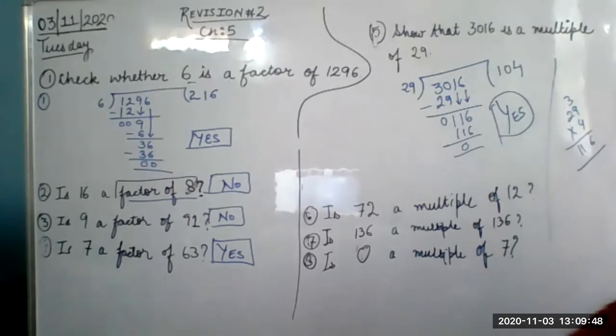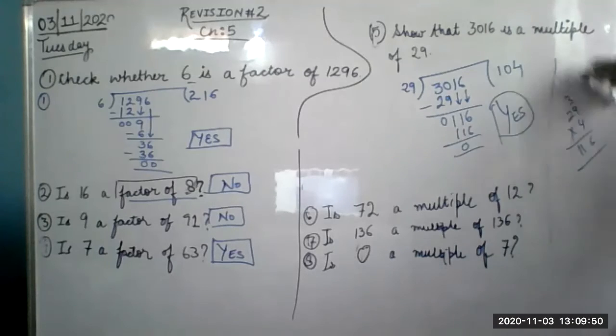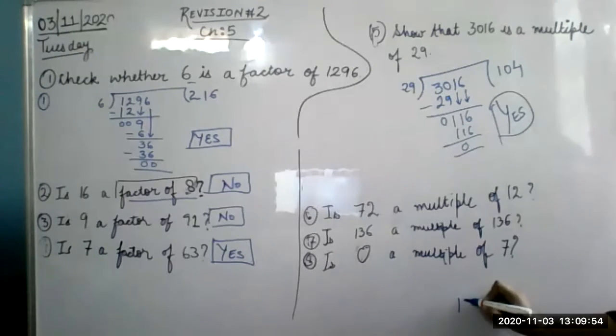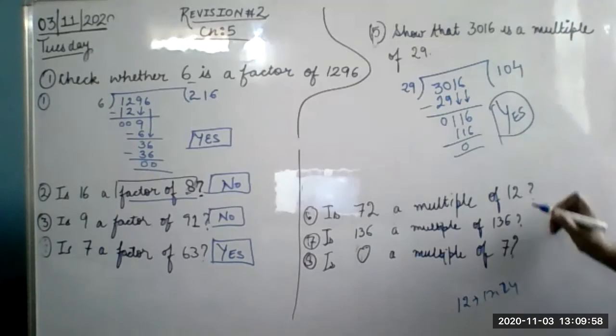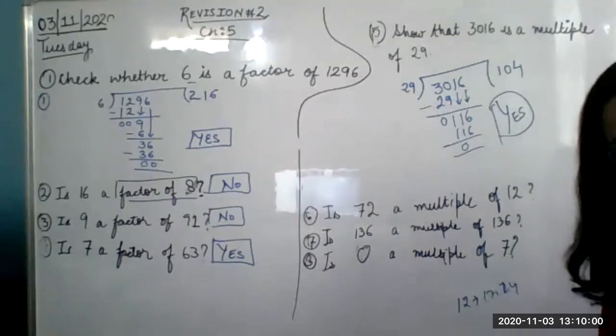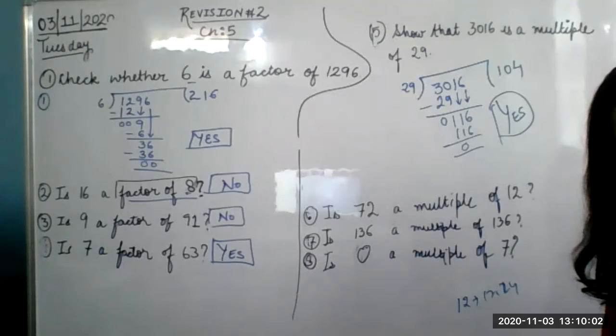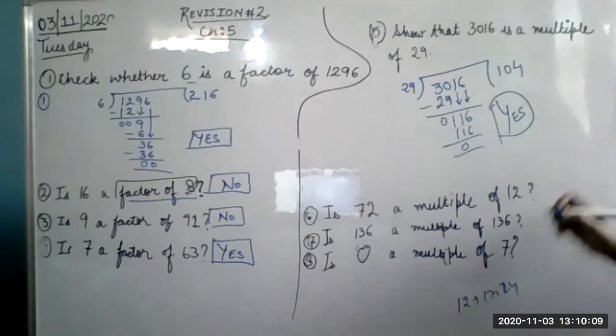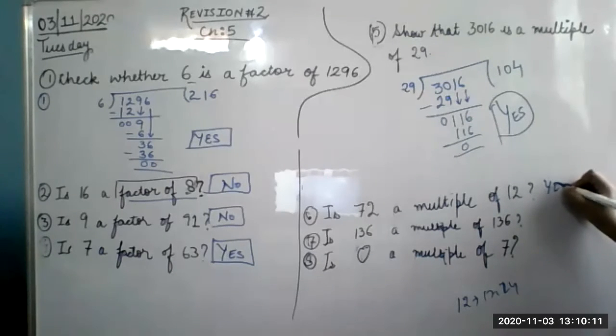Is 72 a multiple of 12? If you take out the multiples of 12, 12 ones are 12, 12 twos are 24. Does 72 come in the table of 12? Yes, ma'am. How many times? 6. 12 sixes are 72. Very good. That means yes.